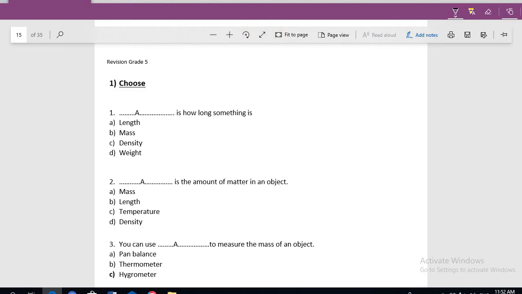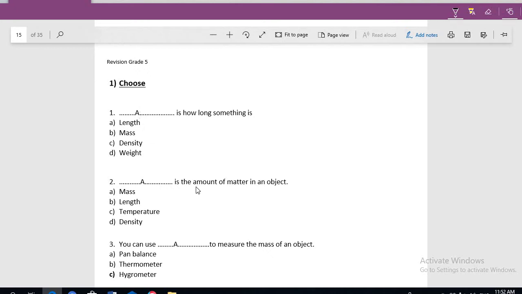First question is how long something is. If I want to measure how long something is, it's called length, not mass or density or weight. Length is how long something is.